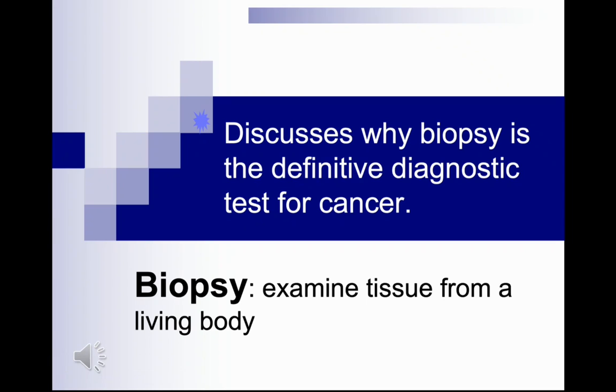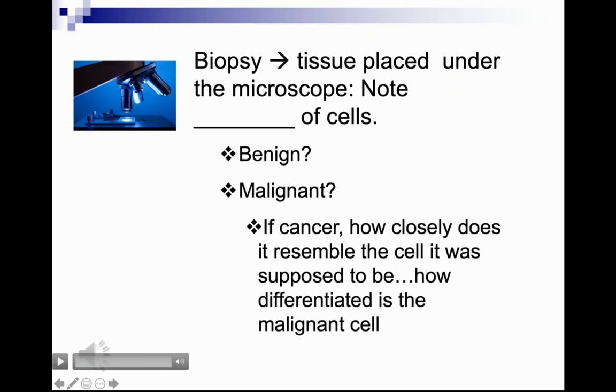We've mentioned biopsy briefly. Biopsy means to examine tissue from a living body. And now we want to discuss why biopsy is a definitive diagnostic test for cancer. When you biopsy tissue, you get the look of the tissue. Tissue is placed under the microscope and you note the look of the cells. Does the pathologist determine it's benign or malignant? And if it is malignant, how closely does it resemble the cell it was supposed to be? In other words, how differentiated is the malignant cell?